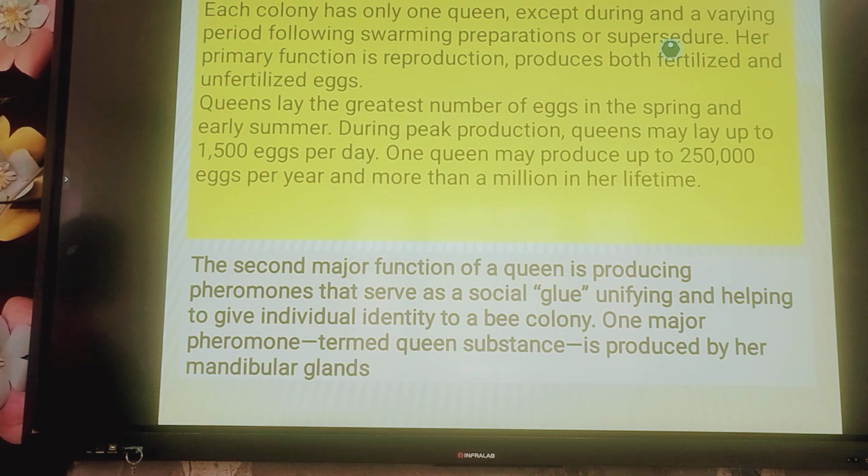So the second major function of the queen is producing the pheromones that serve as a social glue, unifying and helping to give individual identity to a bee colony. So one major pheromone termed queen substance is produced by her mandibular glands.